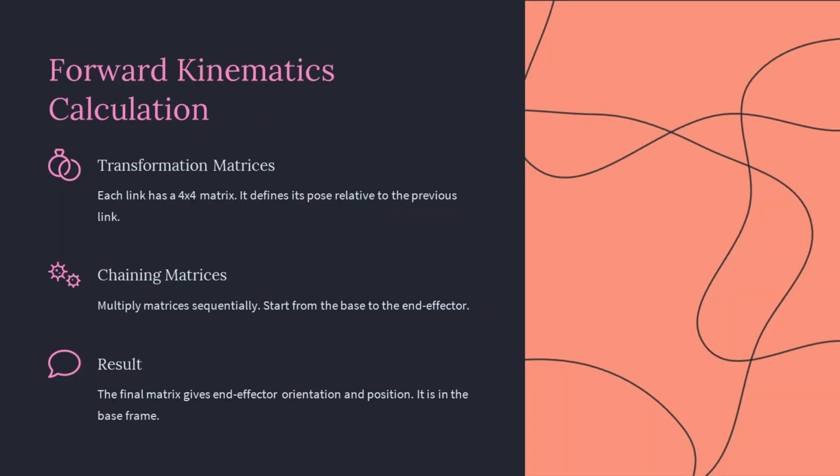To perform forward kinematics, we take the transformation matrix for link 1 relative to the base, multiply it by the transformation matrix for link 2 relative to link 1, multiply that by the transformation matrix for link 3 relative to link 2, and so on until we reach the end effector. The result of this multiplication is a single 4x4 matrix. The upper left 3x3 portion of that matrix encodes the orientation of the end effector, and the upper right 3x1 portion encodes the position of the end effector in the base frame.